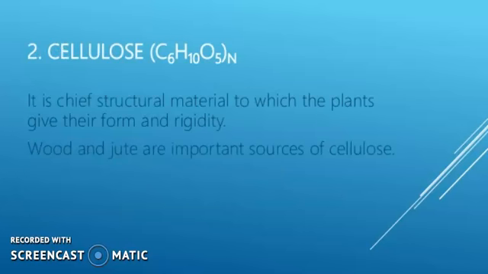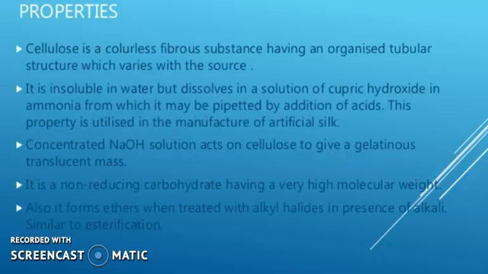So now, cellulose. It is the chief structural material to which plants owe their form and rigidity. This capital N is not right, this is a small n. Wood and jute are important sources of cellulose.